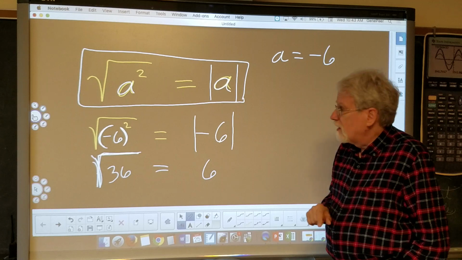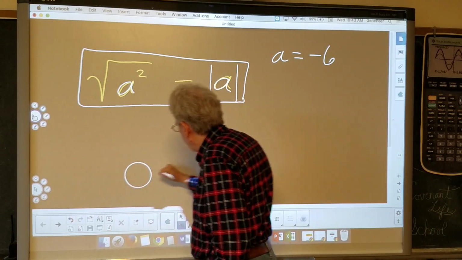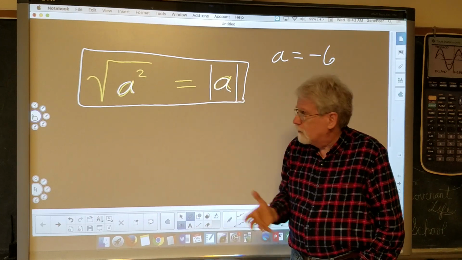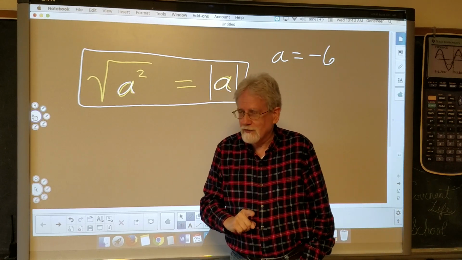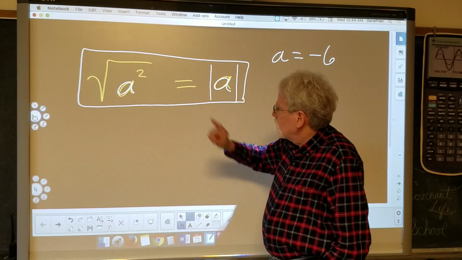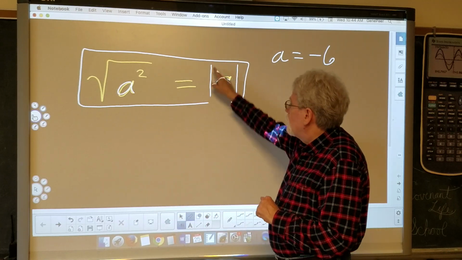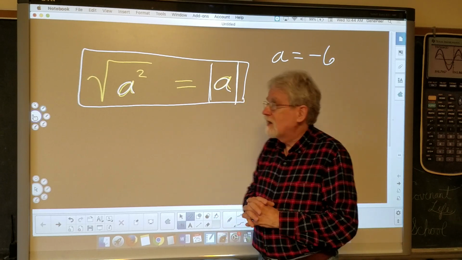So here's the bottom line. Do you have to remember all of that explanation? No. I will occasionally remind you of why this is true. The important thing is for you to know that that is the truth. Square root of a squared is not equal to a all the time. Square root of a squared is always equal to the absolute value of a. Guaranteed.